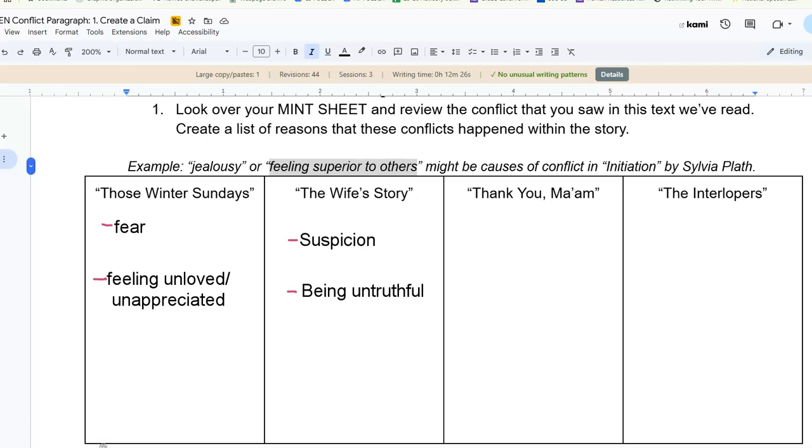Students, as they continued looking at Thank You, Ma'am, said feeling unloved, because they said that perhaps Roger wouldn't have tried to steal if he felt loved at home. So that is a potential reason, right? And then in The Interlopers, lack of communication. They said that the families do not communicate effectively, and so that causes that conflict.